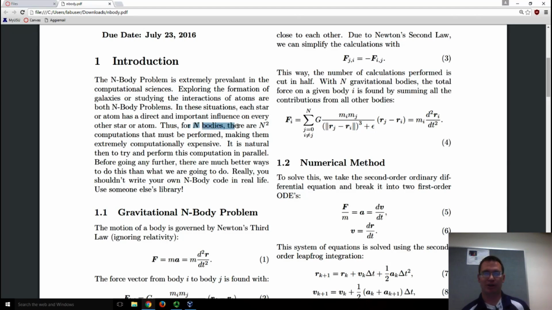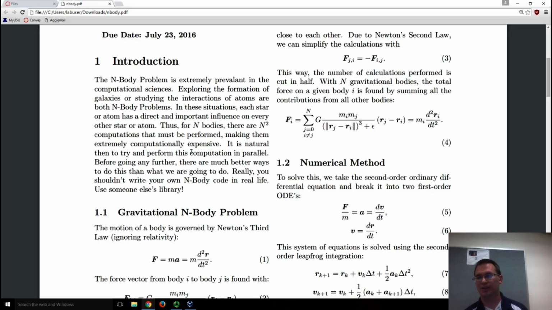And if you have n bodies, then you're going to have n squared computations that have to be performed. So every time you double the number of bodies, you quadruple the number of calculations, which means it can be very hard to scale these kinds of simulations up.